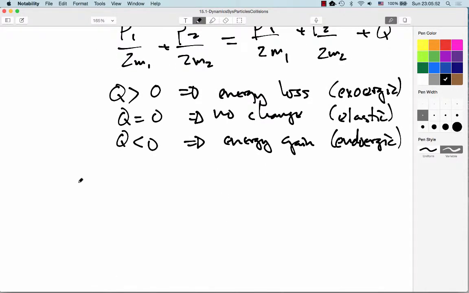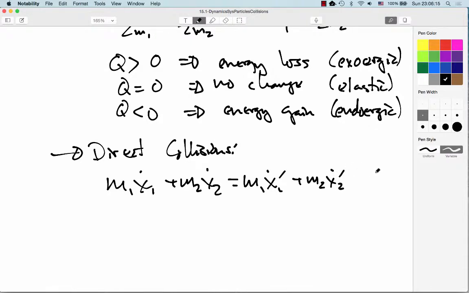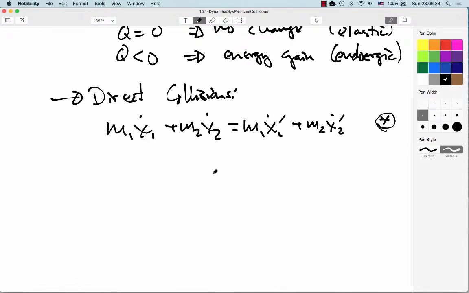So with that as background, let's go and look at direct collisions. Our momentum conservation equation will become m1 x1 dot plus m2 x2 dot equals m1 x1 dot prime plus m2 x2 dot prime. And we'll call that star. Now I'm using implicit signs here, so if something's going to the left, that means that the number for the appropriate x dot would be negative.